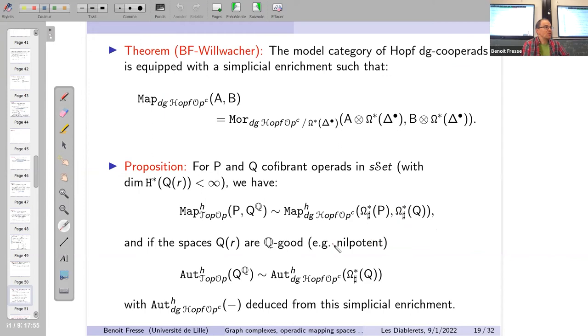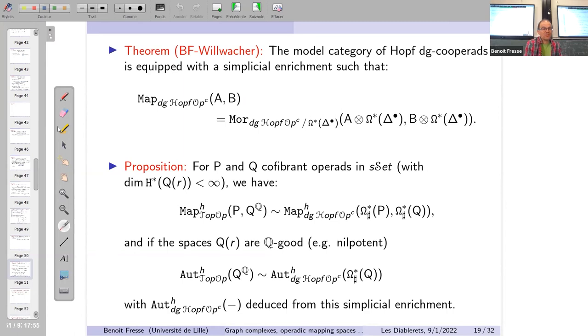And you have a similar result for homotopy automorphism spaces, with the assumption that your operad consists of Q-good spaces in the sense of rational homotopy theory. This means that the rationalization functor is idempotent up to homotopy in the spaces. Okay, so that's the result.